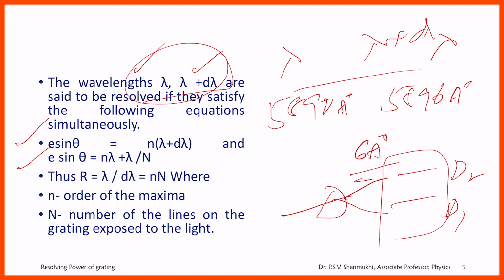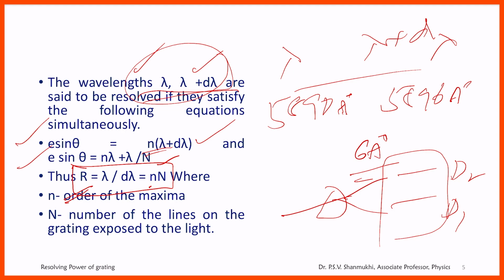Where k is the order of the spectrum; instead of k, now I am taking n. So e sin theta is equal to n into lambda plus d lambda, and e sin theta is equal to n lambda into lambda by n. If these two equations are satisfied simultaneously, automatically we say that the two wavelengths lambda and lambda plus d lambda are said to be resolved. On simplifying this, we get lambda by d lambda equal to n into N. This is actually called resolving power. The resolving power R is equal to either lambda by d lambda or small n into capital N.